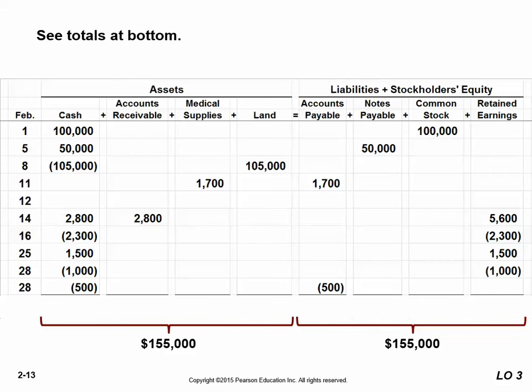Now we total each column as I have here on the screen. Then add the four asset columns to get $155,000. Next we add the liability columns and the stockholders' equity columns, and we also get $155,000, so we know that assets equal liabilities plus equity. The accounting equation is in balance.